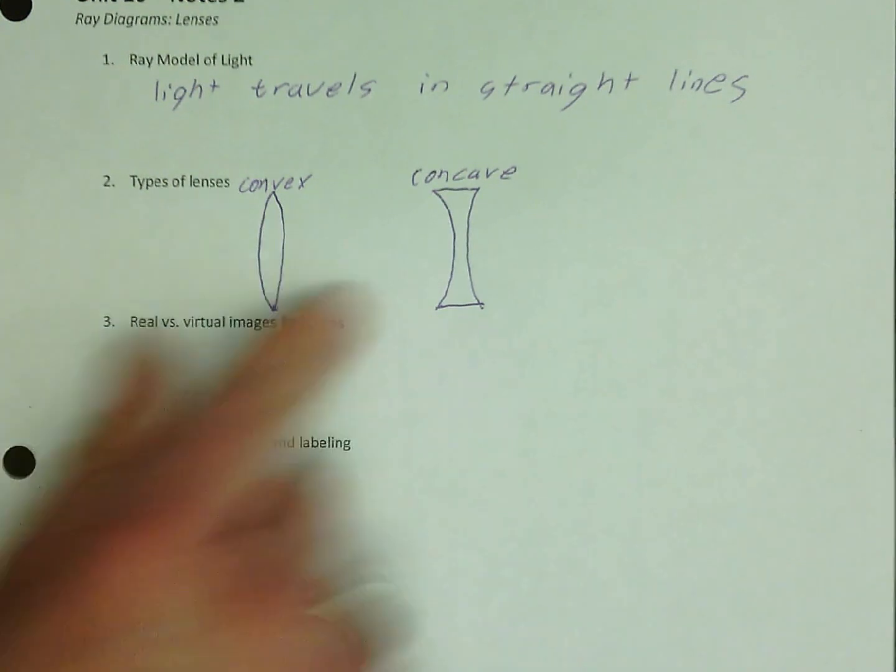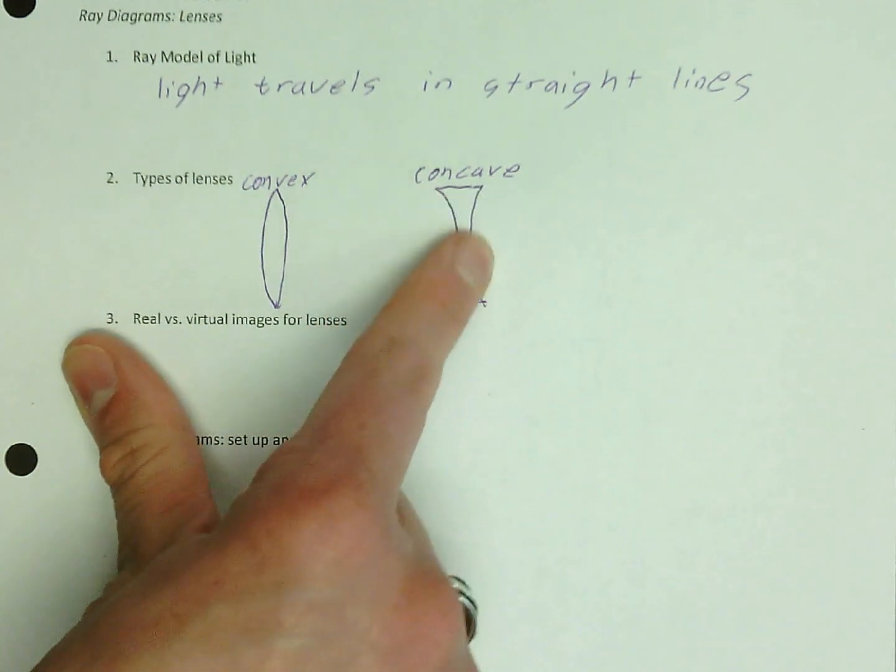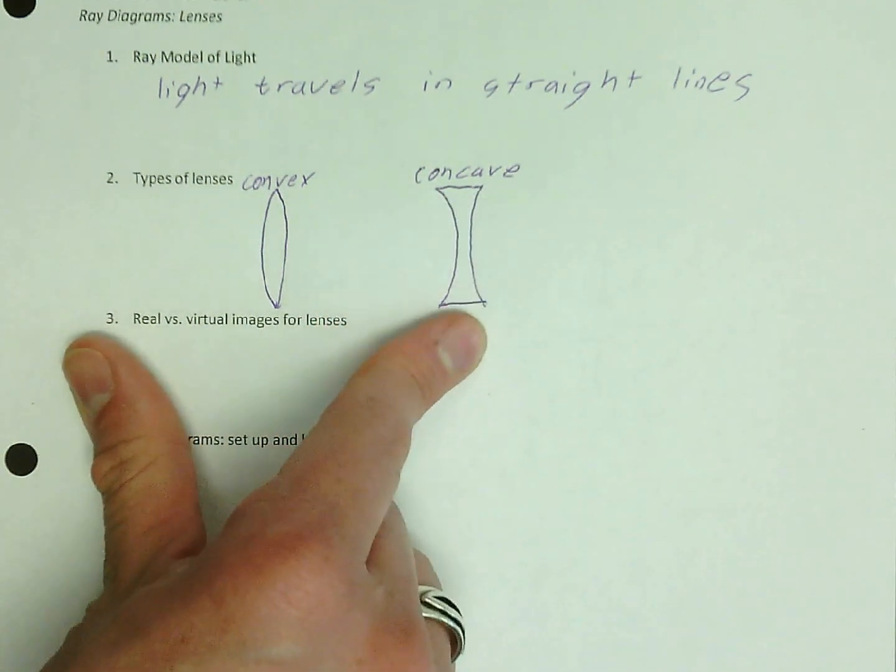By the way, if you're having trouble remembering which is which, concave caves in on itself. Okay, there you go.